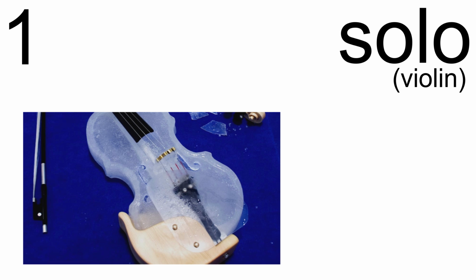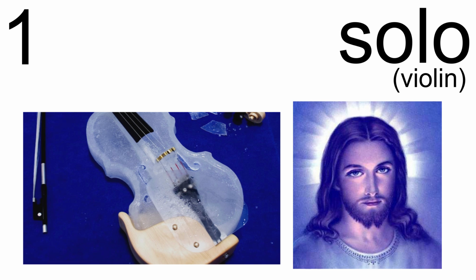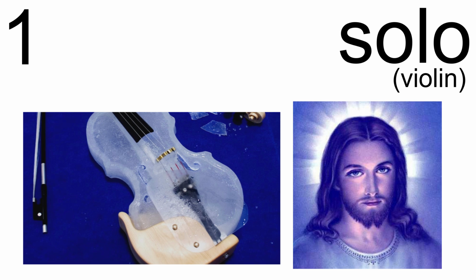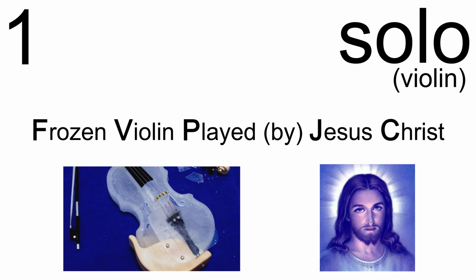For the first fret, number 1, think solo. In fact, a violin solo. Frozen violin played by Jesus Christ. I know. So imagine he's there in the dark, alone, playing this dripping, freezing violin made of ice with a crown of thorns. Accentuate the main words. Frozen violin played by Jesus Christ.